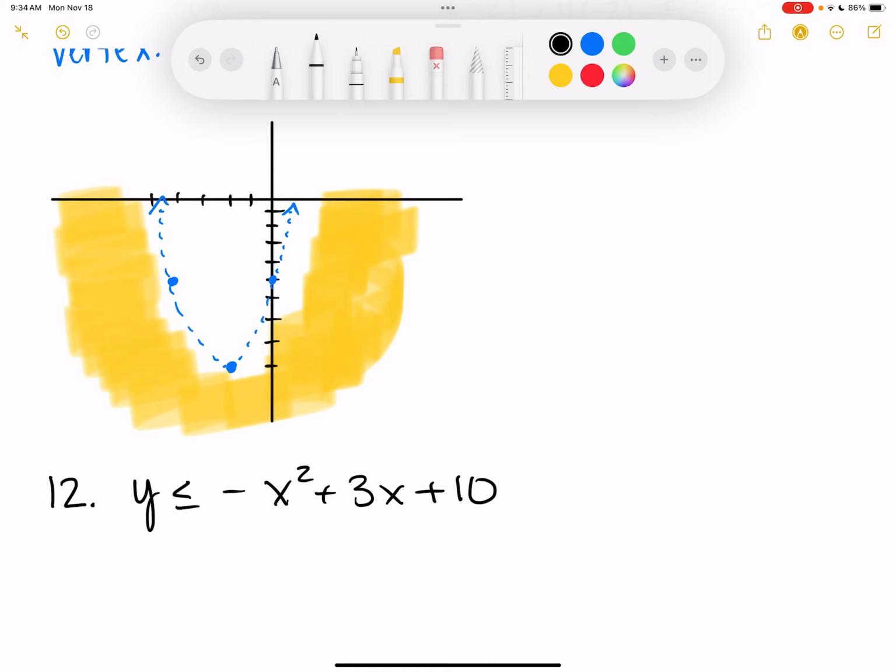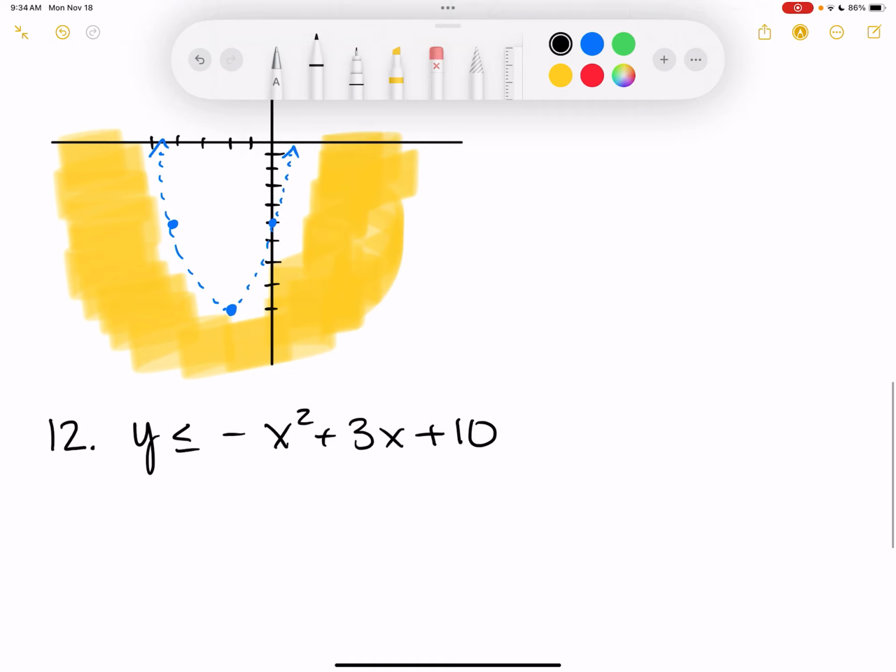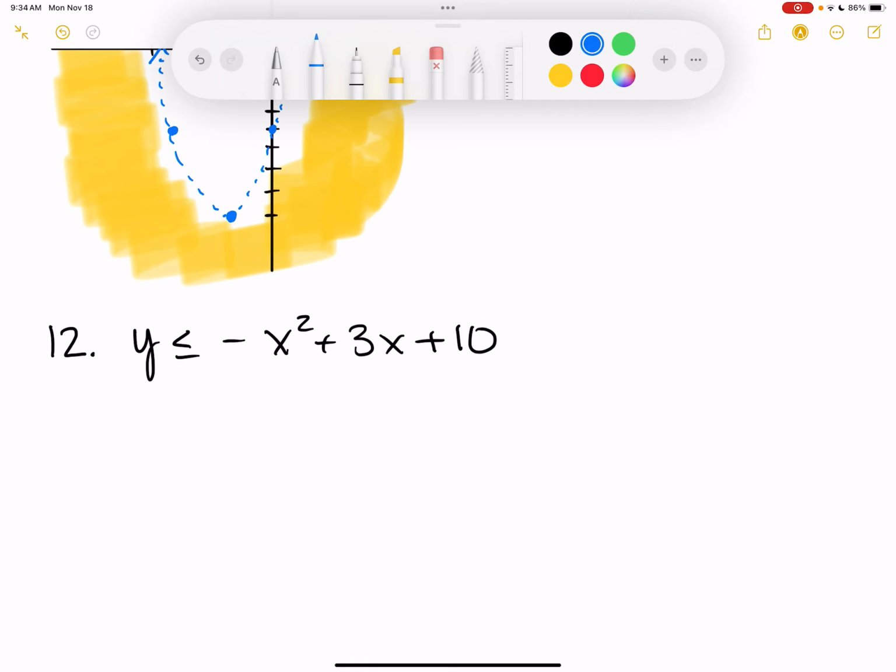All right, number 12: y less than or equal to negative x squared plus 3x plus 10. Ready? Solid. It's gonna go down, it is reflected. Good to note that also. Which way do we shade?